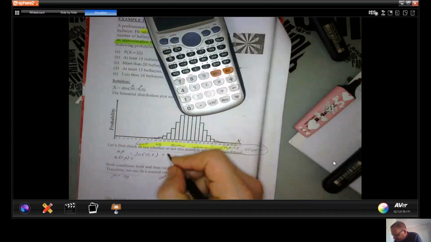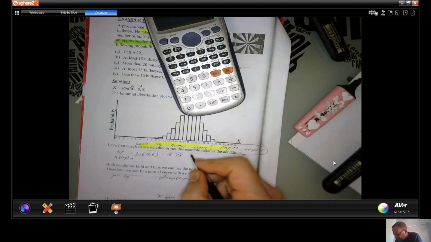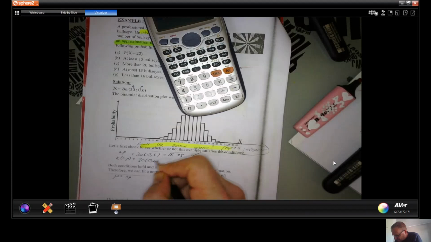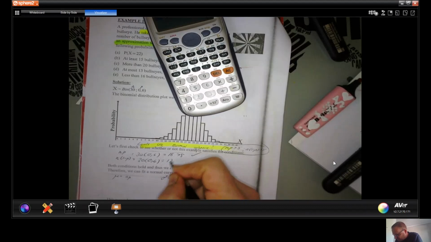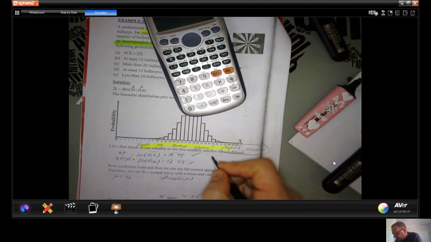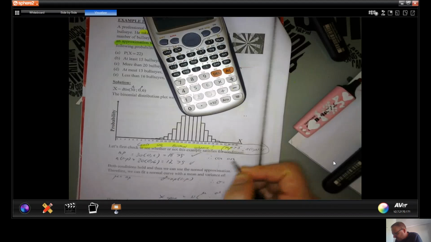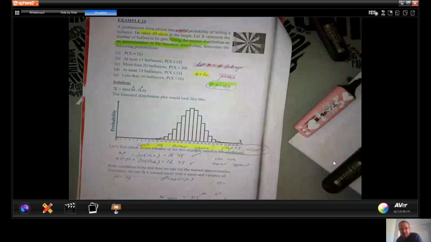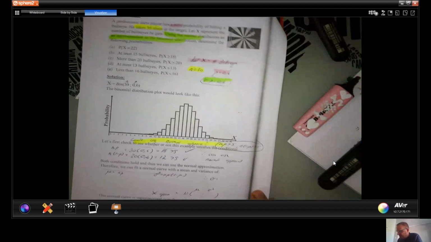Okay, so that's 18, which is bigger than 5, so that meets the conditions. And then 30 times n times 1 minus p will be 30 times 0.4, which is going to be 12, which is also bigger than 5. So therefore, you can use a normal approximation. Okay, so you can use a normal approximation in this example.